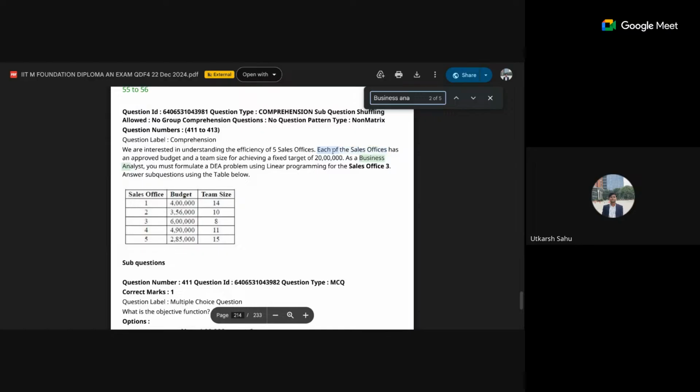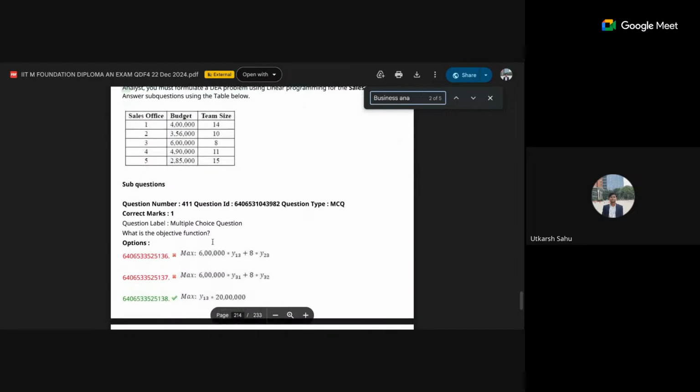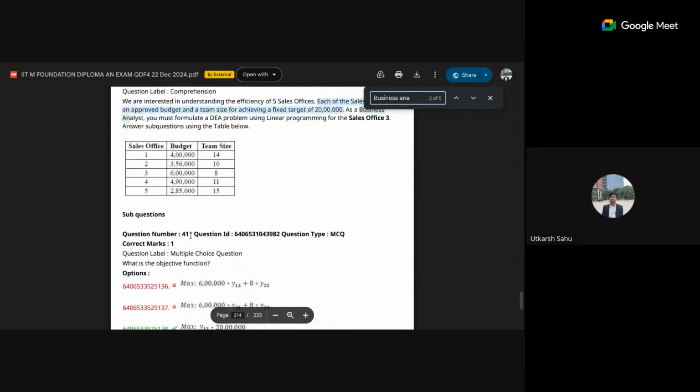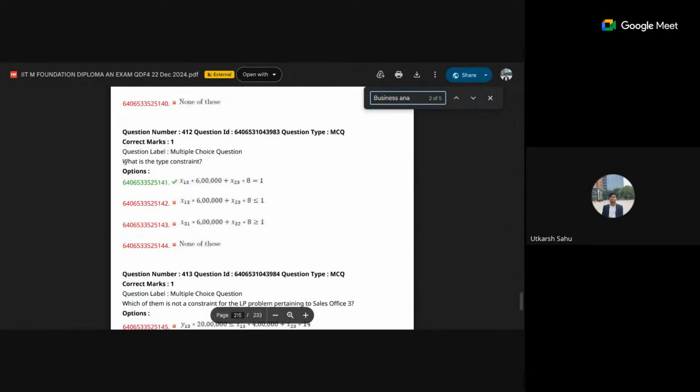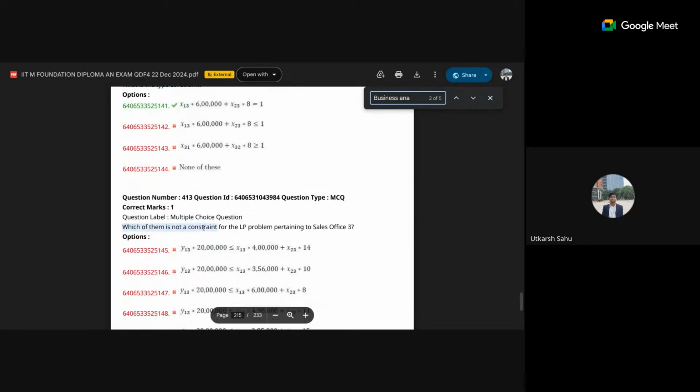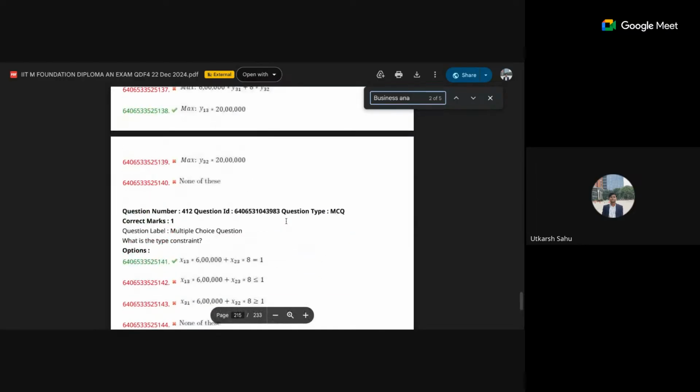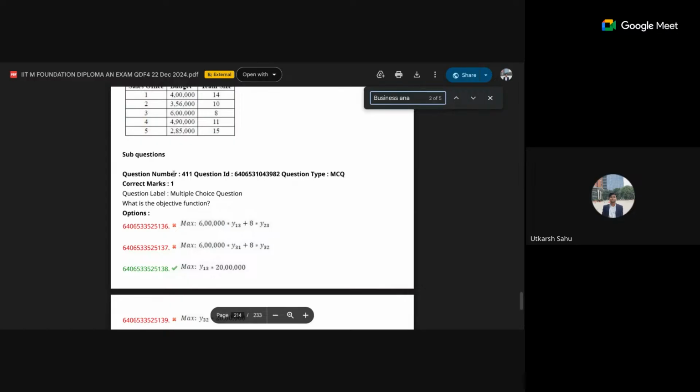Each sales office has an approved budget and team size for achieving a fixed target. So when you see a fixed target, that means you are dealing with a two input, one output situation. So in this case, you have a situation like this. Here they will ask: what is the objective function? What is the type of constraint? What is the constraint for this office? So how do you figure that out? If you remember, an LPP problem is basically, how can I write here?